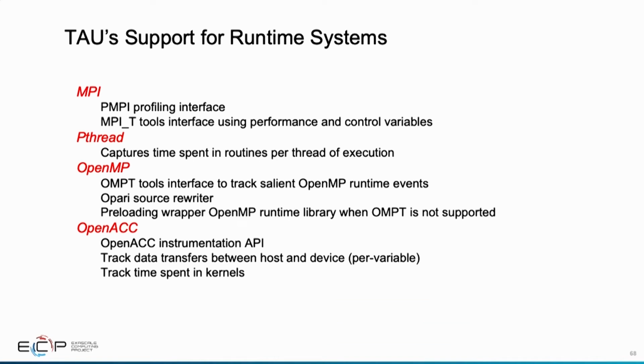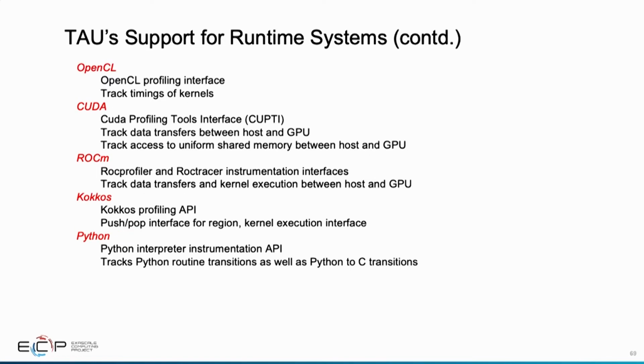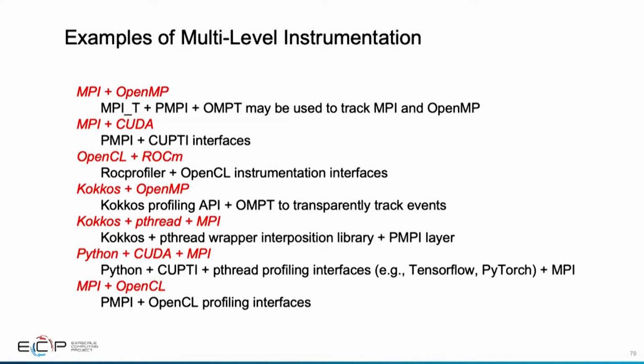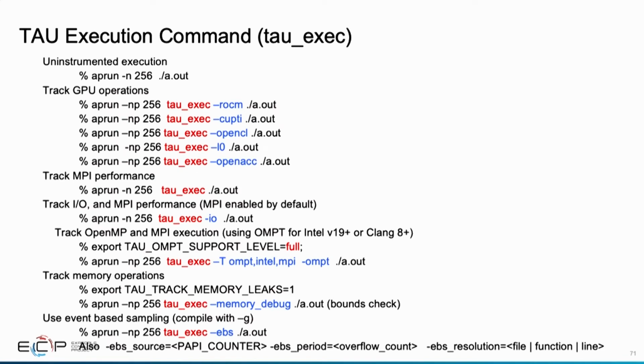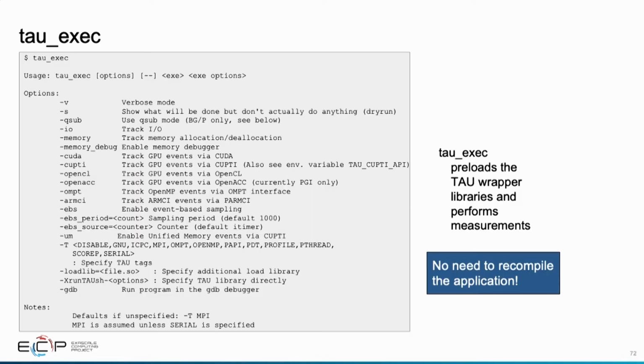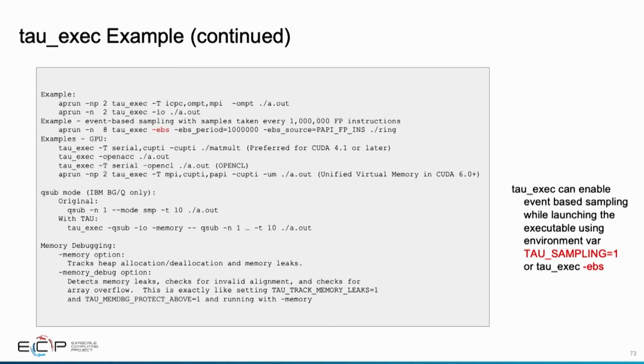But we have a number of runtimes that we support, whether it's MPI, OpenMP, OpenACC, ROCm, CUDA, and the best part is you can mix and match these runtimes. So you can say, I have MPI with CUDA, enable this configuration and launch tau_exec that way, like this. And here you can see how aprun is used with tau_exec.